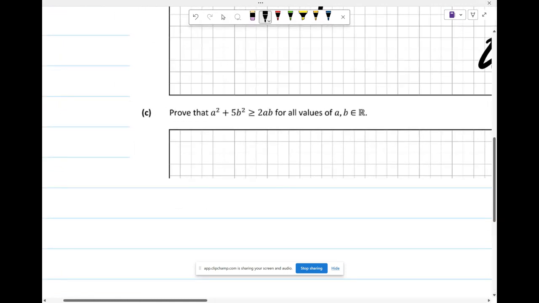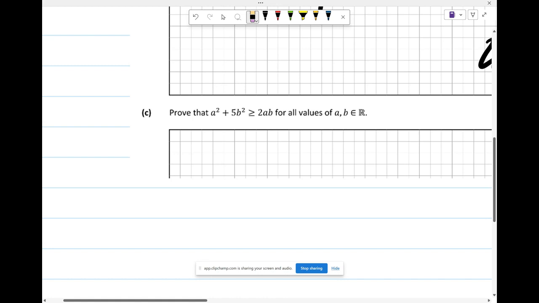Now on to part C. So part C is a little bit difficult. It gave us some trouble during the week. But basically our technique, so we want to prove that a squared plus b squared is greater than or equal to 2ab for all values of a and b, an element of, so a and b are just any numbers.